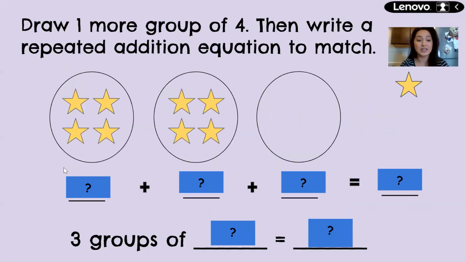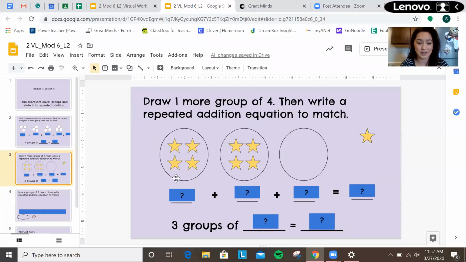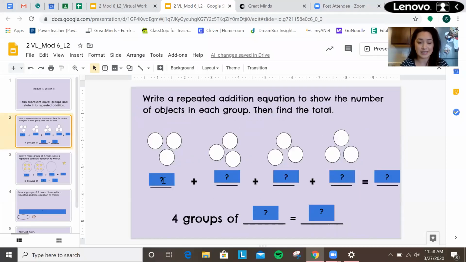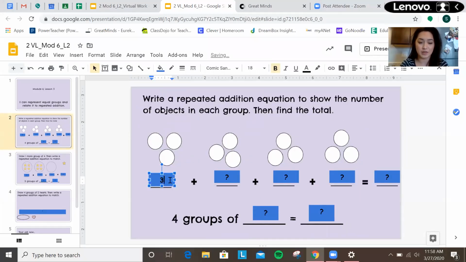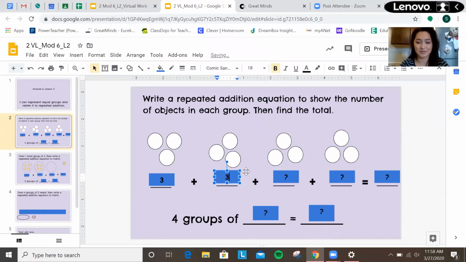Good, 3. So I'm going to go to my text box, and I'm going to have to exit out to get here. I'm going to go to my text box and type in 3. In my next group, how many do I have? 3. In my next group, how many do I have? Let's count. 1, 2, 3. And my last group, let's count. 1, 2, 3.